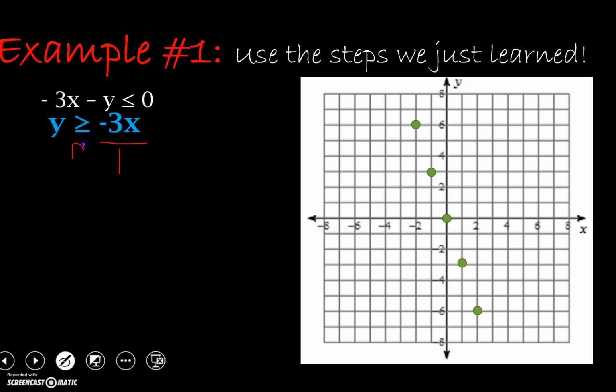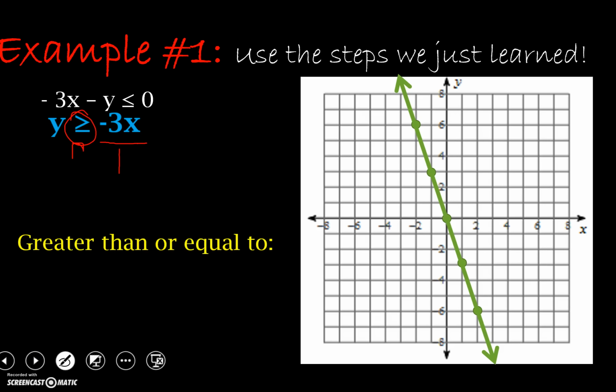Remember, if you see a line, you're going to draw a line. Right here, we know that we have a greater than or equal to, so we're going to draw a solid line. Again, remember, that means that all the points on that line are solutions. Now we need to decide, am I shading above or below? This is a greater than or equal to sign, so that means we're going to be shading above.